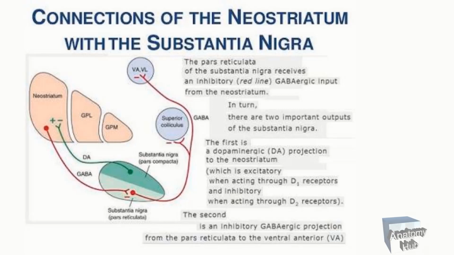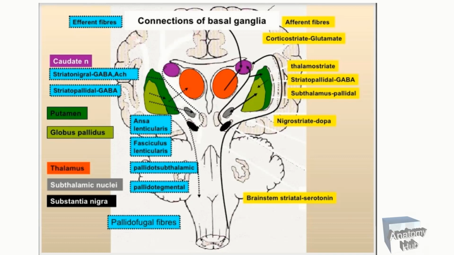The subthalamic fasciculus passes through the internal capsule and forms direct reciprocal connections between subthalamic nucleus and globus pallidus. Some fibers from globus pallidus also pass to substantia nigra, pallidonigral fibers.